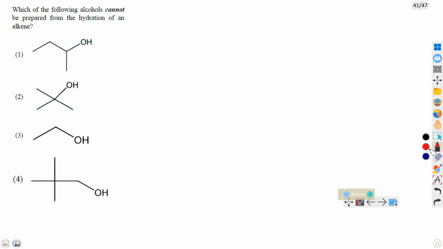Which of the following alcohols cannot be prepared from the hydration of alkenes? Okay, OH group attached carbon. This is 2 degree alcohol. This is 3 degree alcohol. This is 1 degree alcohol. This is also 1 degree alcohol. Generally, 1 degree alcohols cannot be prepared by this method.